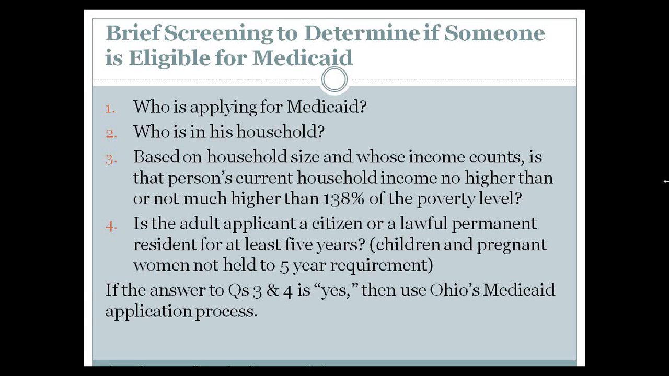So the first question is, who is applying for Medicaid and who is in that person's household? And then, based on the household size and whose income counts, is that person's current household income no higher than or not much higher than 138% of the poverty level? And is the adult applicant a citizen or a lawful permanent resident for at least 5 years, recognizing children and pregnant women are not held to that 5-year requirement? So if the answer to questions 3 and 4 is yes, then you want to use Ohio's Medicaid application process.